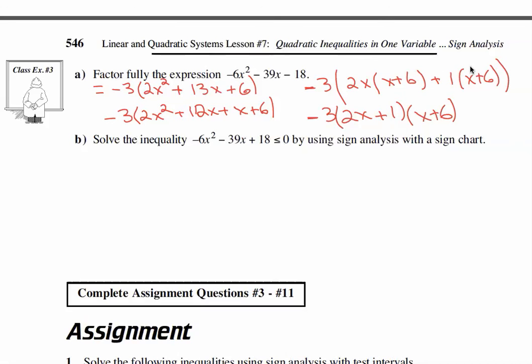I have a common factor here, the x plus 6, so I take my common factor out and multiply it by what's left here, 2x plus 1. I have 2x plus 1 here and x plus 6. So now we're going to use this information to solve the inequality of this same expression when it is less than or equal to 0.